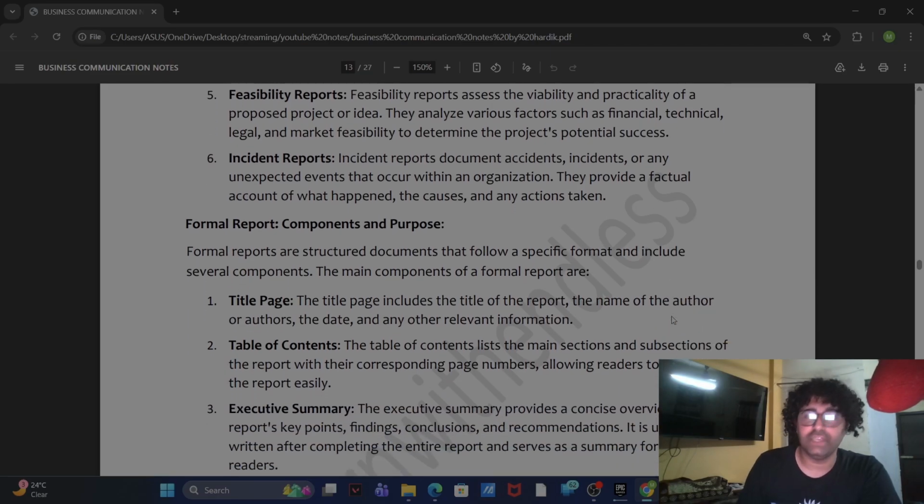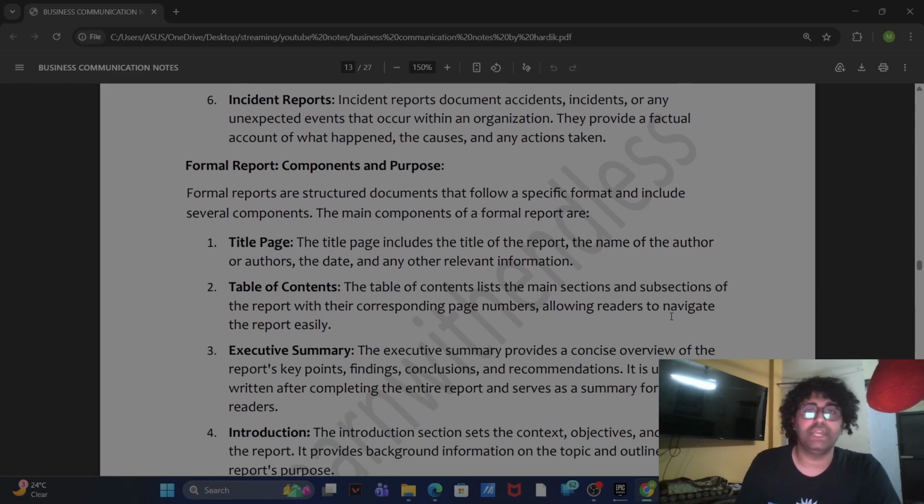Feasibility reports. Feasibility reports assess the viability and practicality of a proposed project or idea. They analyze various factors such as financial, technical, legal, and market feasibility to determine the project's potential success. Incident reports. The incident report documents accidents, incidents, or any unexpected events that occur within an organization. They provide a factual account of what happened, the causes, and any actions taken.